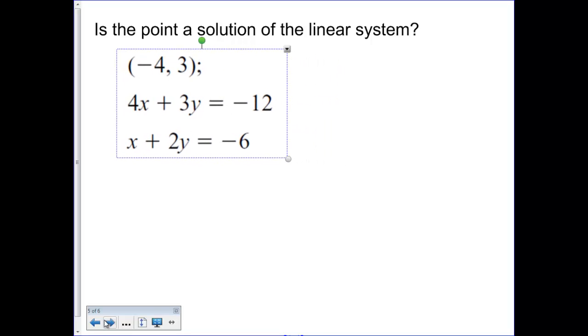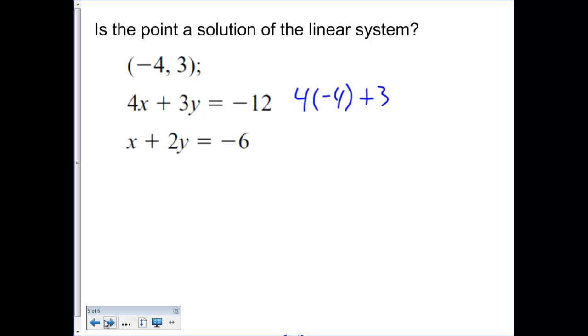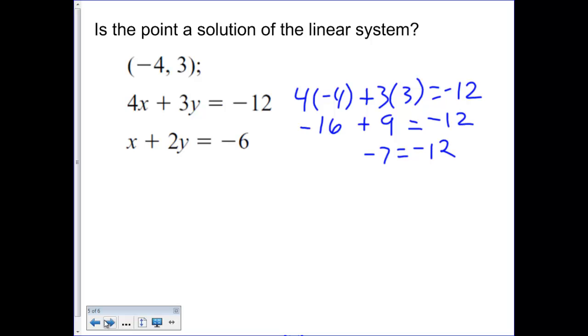Another one: is this point a solution of the system? Well, we've got to go ahead and check. So in place of x, I'm going to put a negative 4, plus 3, and in place of y, I'm going to put a 3, equals negative 12. And here we have negative 16 plus 9 equals negative 12. Well, negative 16 plus 9 is negative 7.